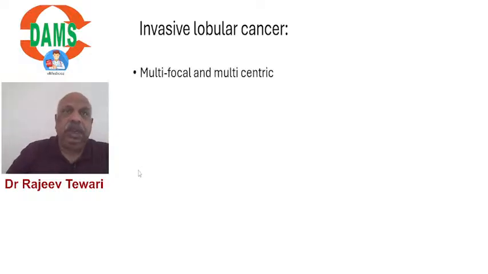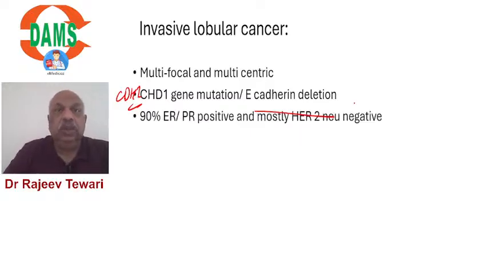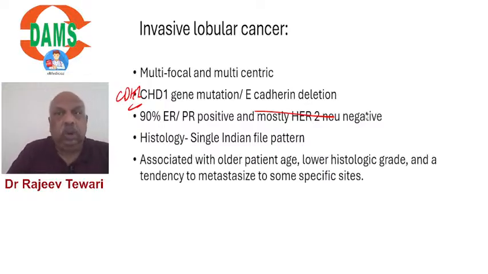What are the features of lobular cancer? Number one, it's multifocal and multicentric. Unlike infiltrating ductal, it is multifocal more often. Number two, CDH1 mutation leads to E-cadherin deletion. Number three, more often ER/PR positive as compared to ductal, mostly HER2 negative. Number four, histology shows single Indian file pattern. Number five, more older patient and low-grade tumor, better prognosis.